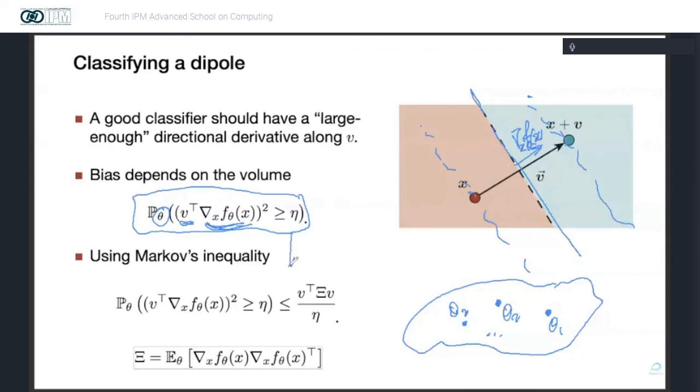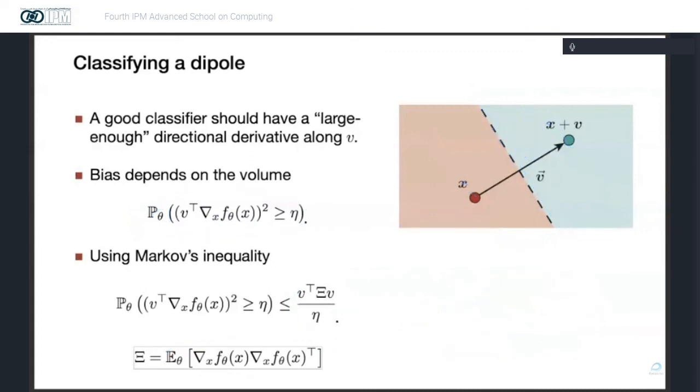So essentially what we can do is upper bound this quantity using the Markov inequality and relate the direction V and the volume of the solutions that can classify the data set whose discriminative feature is aligned with V to the eigenvectors of a matrix psi, which is indeed just the covariance matrix of the gradient with respect to the input.